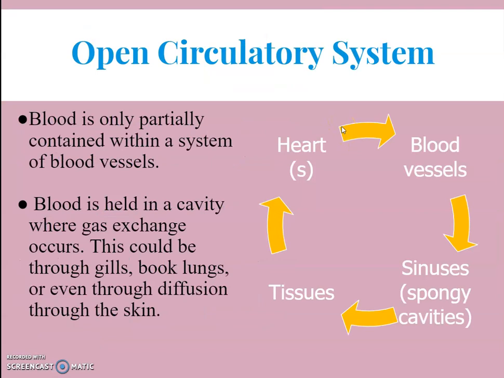We talked about open and closed circulatory systems already, right? An open circulatory system is when the blood is only partially contained within the system of blood vessels. The blood is then held in a cavity where the gas exchange occurs, and then it goes back to the heart.